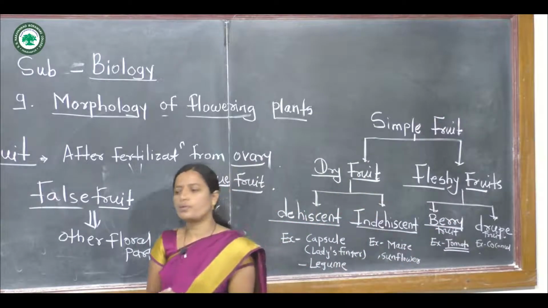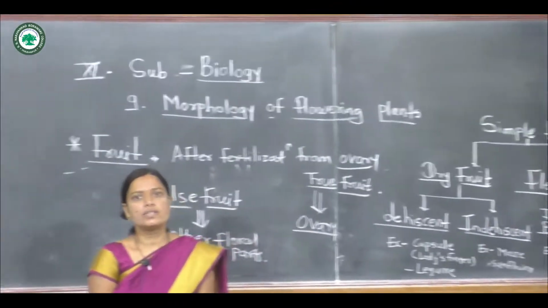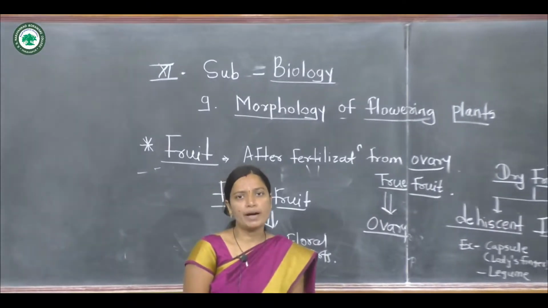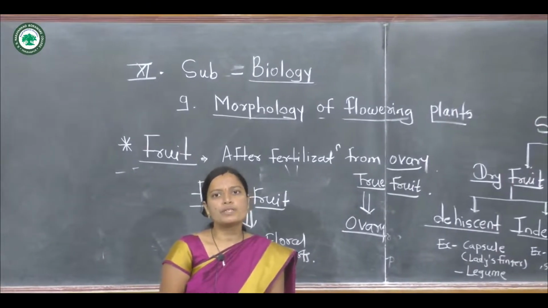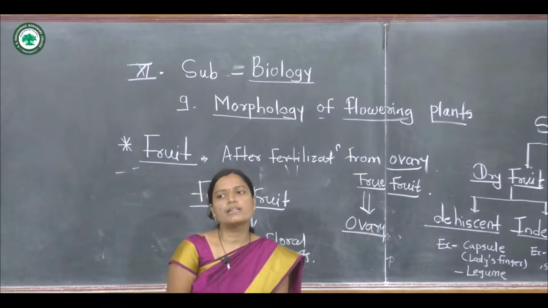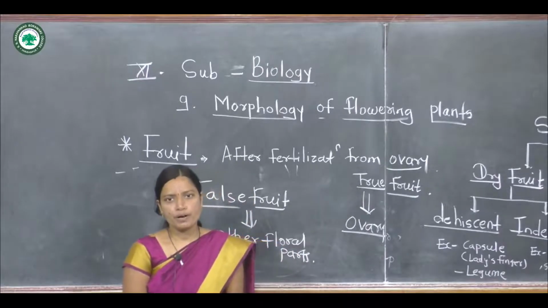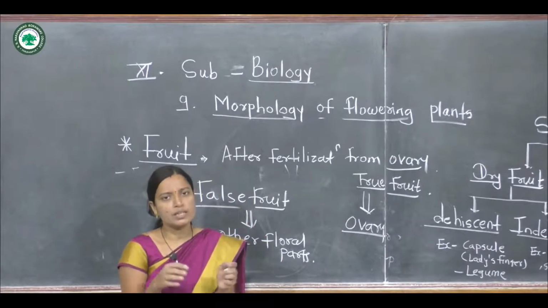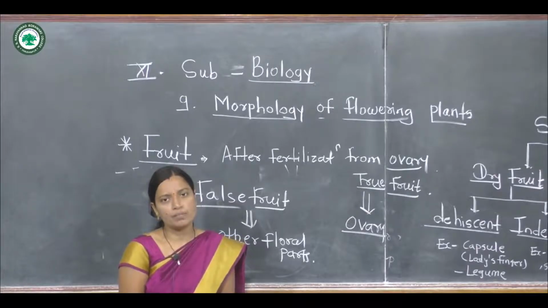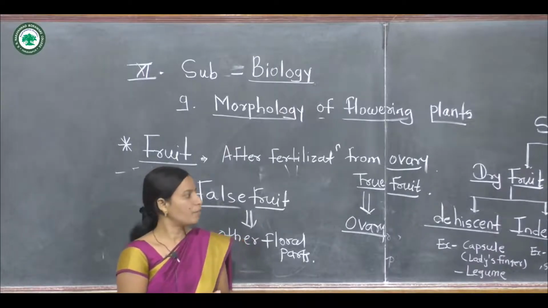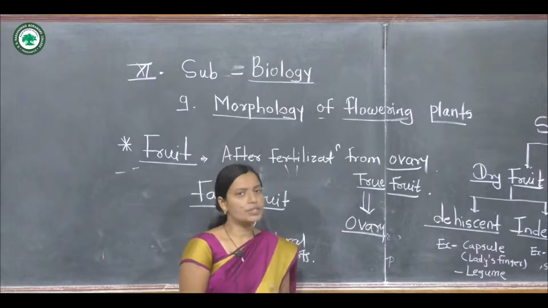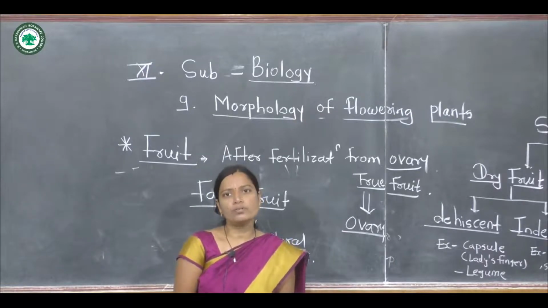Now for the drupe fruit, for example mango, the fruit is divided into three parts: the epicarp, mesocarp and endocarp. These three distinct layers are seen in some fruits, and this type of fruit is called the fleshy drupe type of fruit.